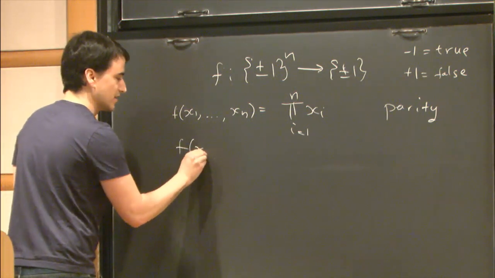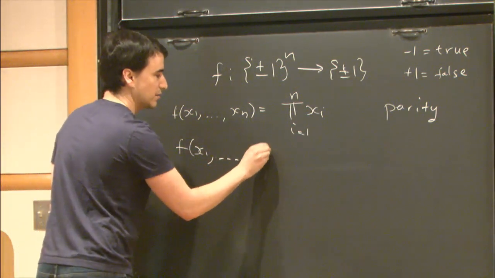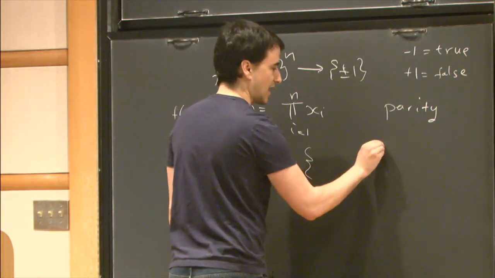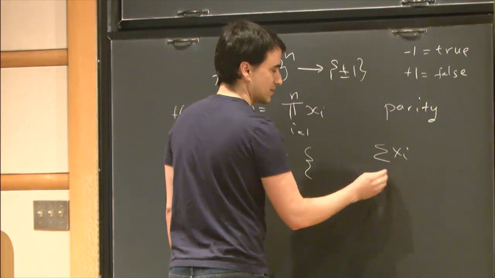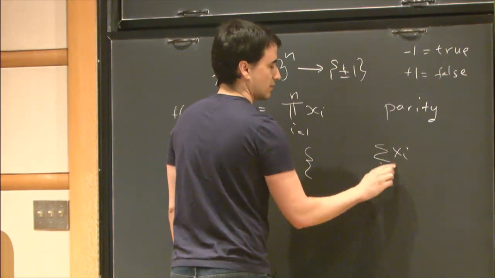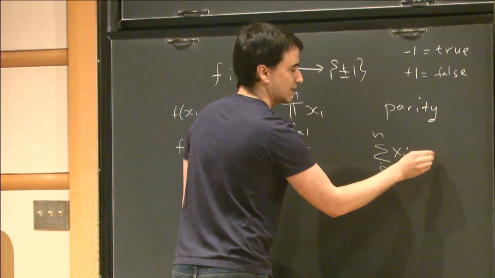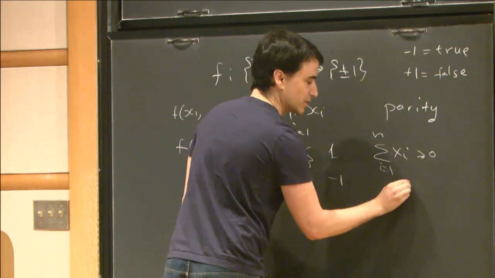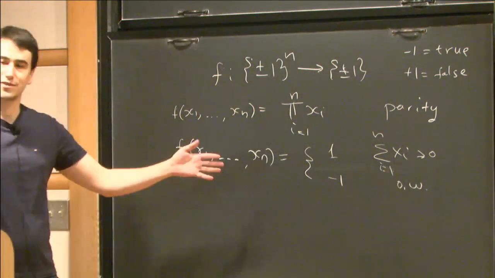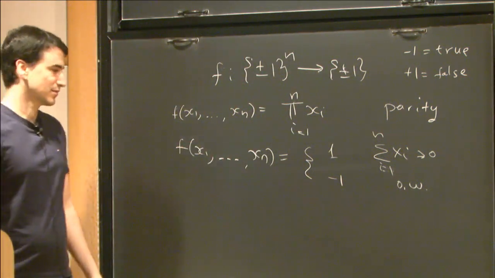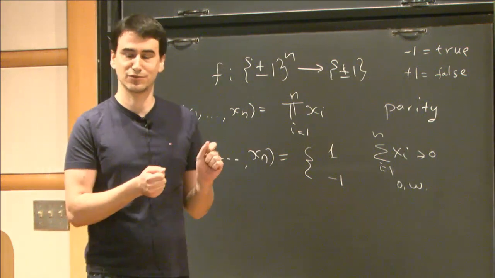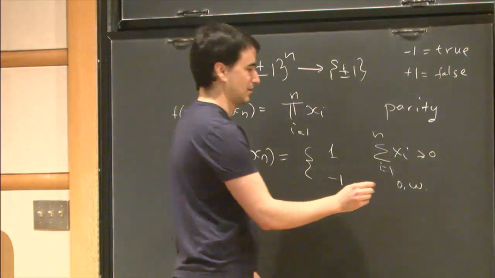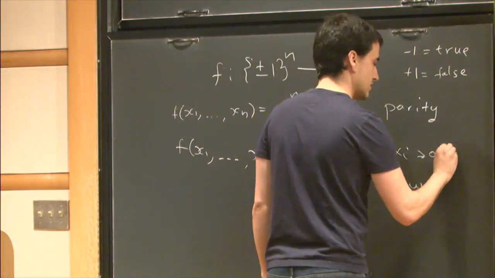Another Boolean function that you should keep in mind is the majority function. We just sum the bits, sum the xi's, and if it is greater or equal than 0, we return 1, and otherwise we return minus 1. You can think of this as some kind of voting mechanism. Each one has an opinion, positive or negative, and you take the majority opinion. So it's the sign of the function. This is majority.